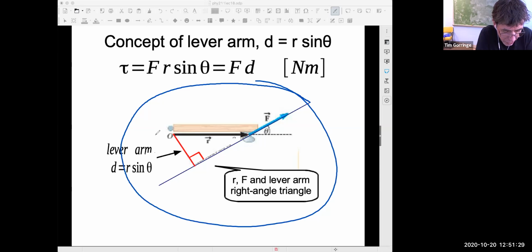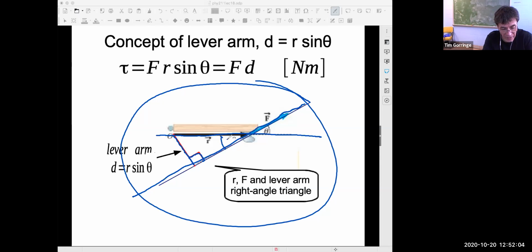So from this direction of the displacement vector to where the force is applied, and this line along the force vector here, you can make a right angle triangle. And here it is. Just turn those two lines into a right angle triangle that runs from the axis of rotation to this line that ran along the direction in which the force is acting. And the length of that line, that's called the lever arm.